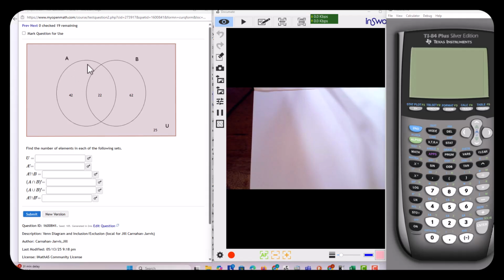So notice that the total that's in A would be 42 plus 22, which is going to be 64. And then the total that's in B would be the 62 plus the 22, which is going to be 84. And notice that the intersection has 22 in it here. And also notice that out here in the universe, which includes all of this plus this extra 25. So the universe, basically, we're just going to add all these numbers up. So 42 plus 22 plus 62 plus 25. I shouldn't make a mistake. That should be 151.